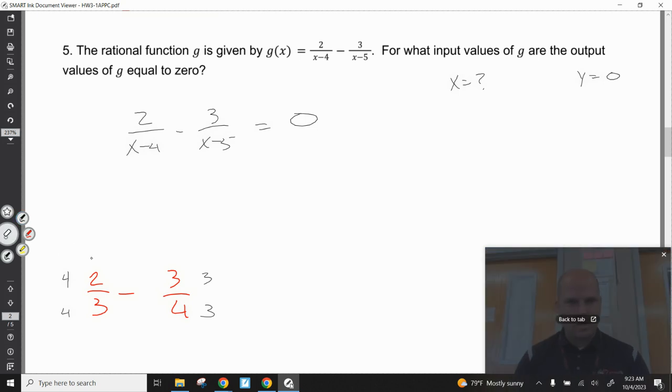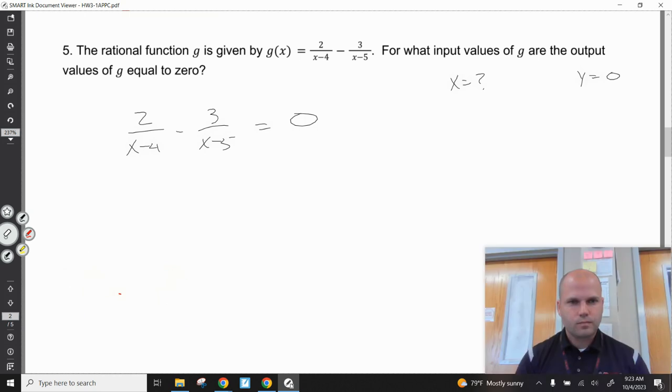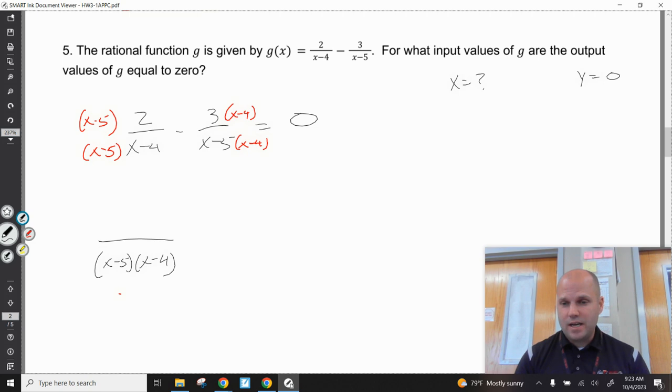So that's what we're going to do here. We are going to get a common denominator. Now, when we do this, it's important to not do too much work. What do I mean by that? Like the denominator, leave as x minus 5 times x minus 4. That's in a nice factored form. That is fine. We like factored forms. They are easy to work with.